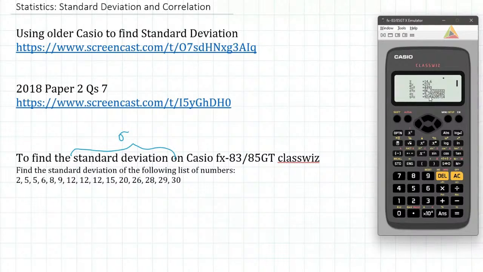So it says 9.293725482. So I'm going to round that to 2 decimal places, so 9.29.